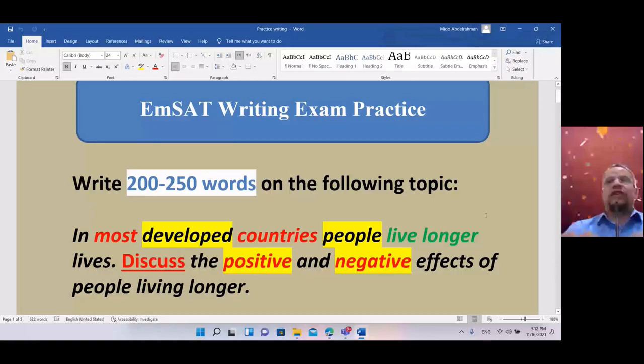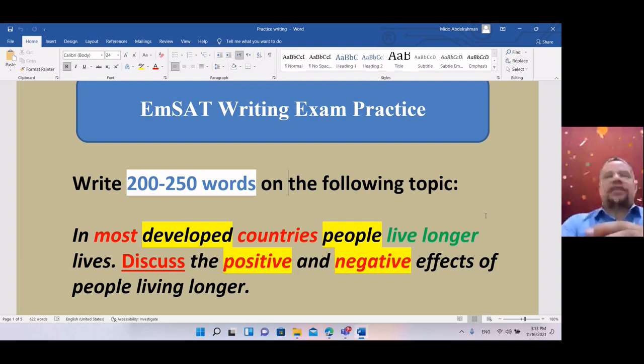Let's share this file with you and explain what it is. What you can see is I'm writing exam practice, and one question in front of you is: write 200 to 250 words on the following topic. In most developed countries, people live longer lives. Discuss the positive and negative effects of people living longer, meaning long life.